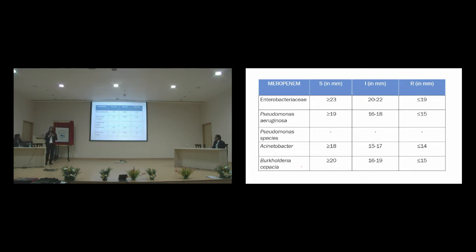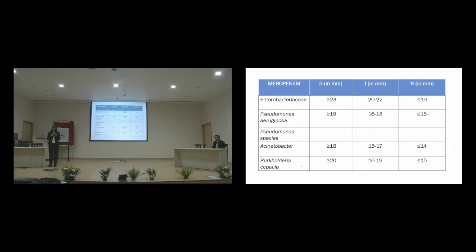So what is the message conveyed in this slide? Don't try to remember the zone diameters. Humanly not possible. How many of you just do disc diffusion test and report? Not only disc diffusion, or along with Vitek also disc diffusion? Sending to the clinicians? Combination, okay. So how do you go about reading the disc diffusion breakpoints? How many of you have automated readers for AST? So very few.